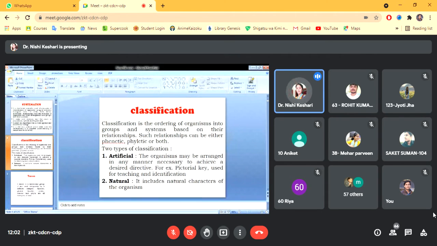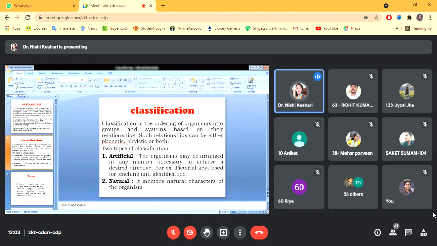So these artificial classification changes every time whenever you need. So according to need, you can group them in different groups. Like some nematodes are endoparasites. So in endoparasites also, like that Meloidogyne incognita are sedentary endoparasites, but some endoparasites are also migratory. So according to their behavior, you are grouping into that group.